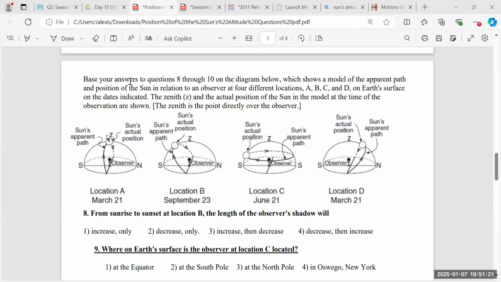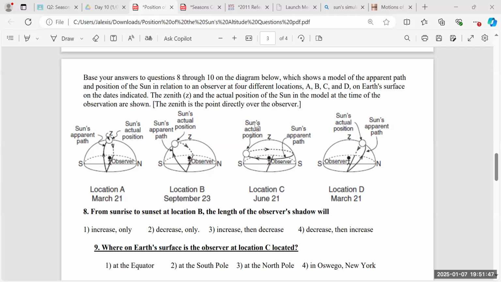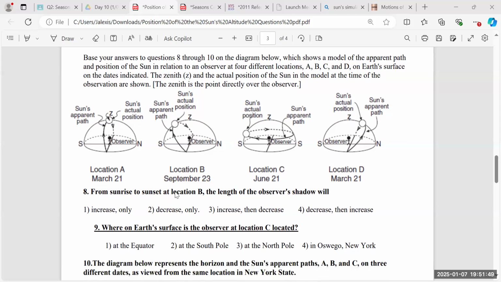All right, number 8. Base your answers to questions 8 through 10 on the diagram below, which shows a model of the apparent path and position of the sun in relation to an observer at 4 different locations, A, B, C, and D on Earth's surface, on the dates indicated. The zenith and the actual position of the sun in the model at the time of the observers are shown. The zenith is the point directly over the observer. From sunrise to sunset at location B, the length of the observer's shadow will do what?